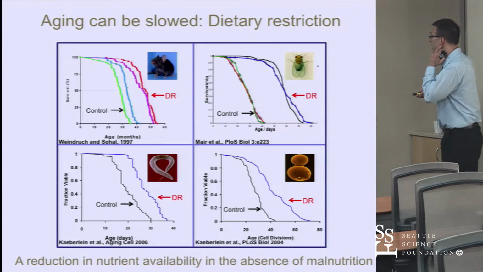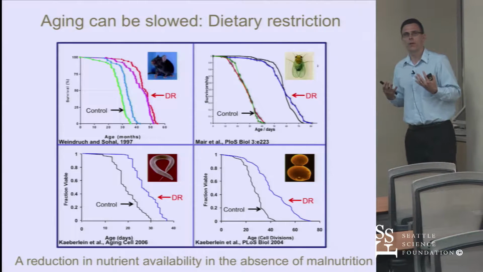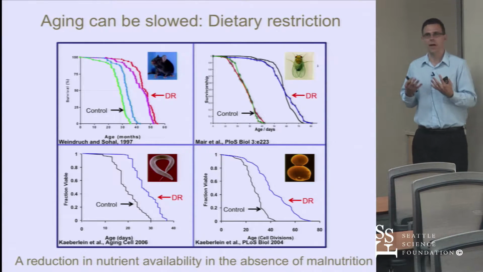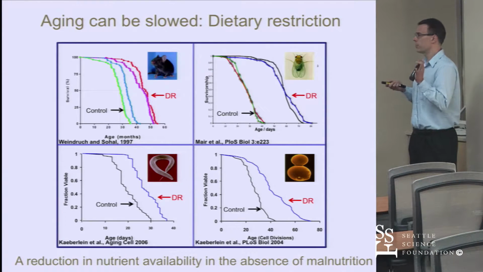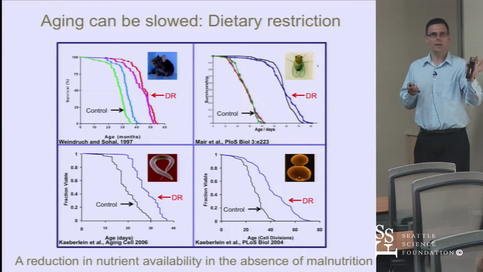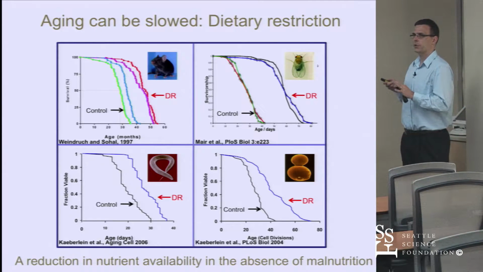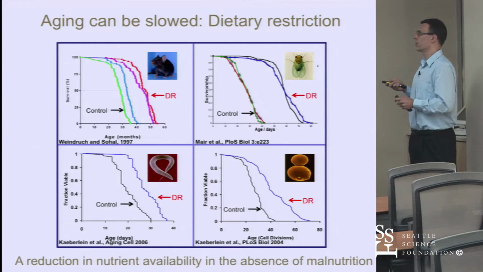And so the best documented or characterized environmental approach to delaying aging is dietary restriction or caloric restriction or calorie restriction. And I use those terms interchangeably. There are some nuances to the term dietary restriction versus calorie restriction. I'm happy to talk about that if anybody's interested. But at least for now, I'm just going to use those terms interchangeably.